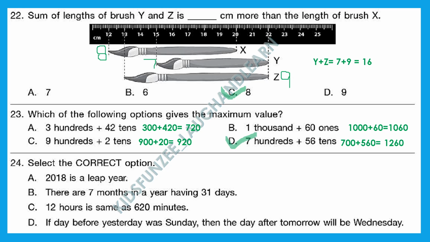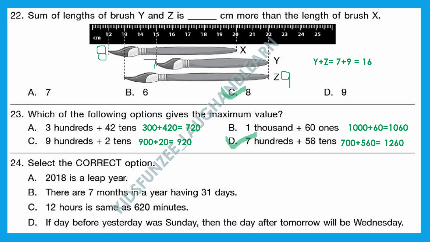Let's find the answer of question 24. Select the correct option. We have to find the correct option out of these. A. 2018 is a leap year. Now here also I'll tell you one trick. If you have to find whether a particular year is leap year or not, divide it by 4. If it is getting absolutely divided by 4, that means it is a leap year. If it is not getting absolutely divided by 4, it is not a leap year. And 2018 is not totally divided by 4. So it is incorrect. It is not leap year.